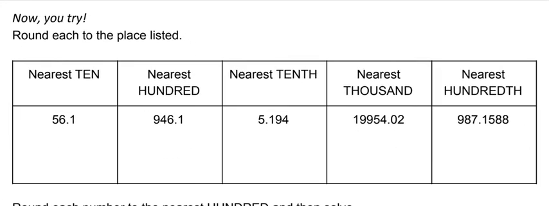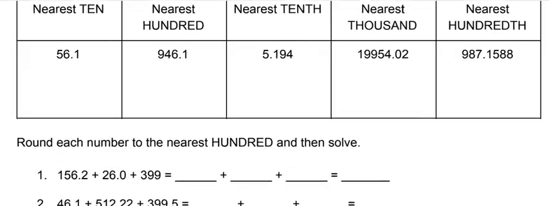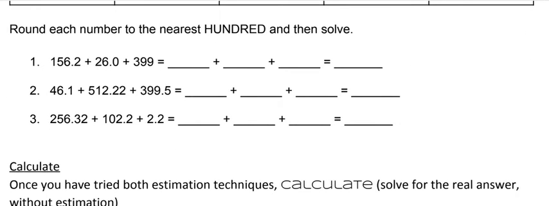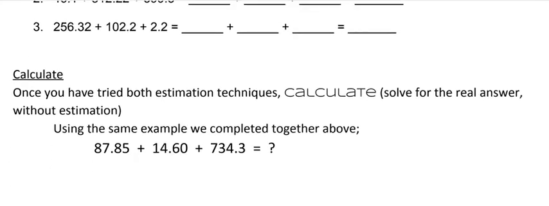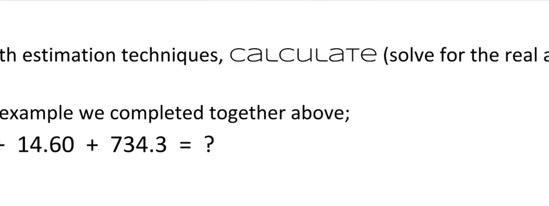We have another now you try section next, and this is practicing just rounding to different places. The tens, the hundred, the tenth, the thousand, the hundredth. Remember that you got a sheet in our review that told you each of these place values, but if you forget, you can always look them up online to give yourself a little hint. In the second section, you're going to round each number to the nearest 100 and then solve. So there are some tricky ones in there. Make sure to ask questions if you have them, and we'll take them up in class. So you can pause the video now to do those now you tries, and we'll move on to the calculate.